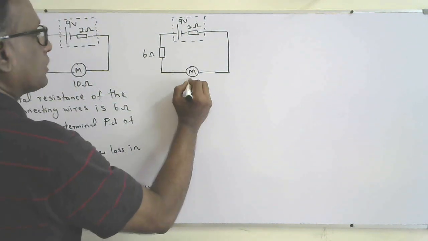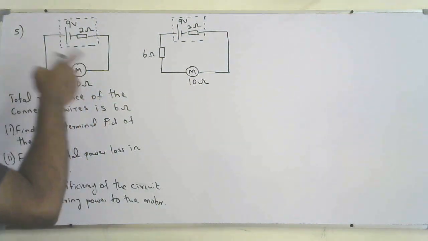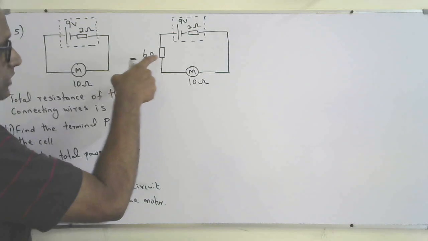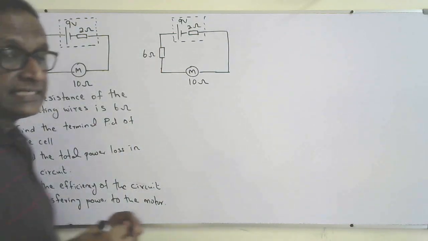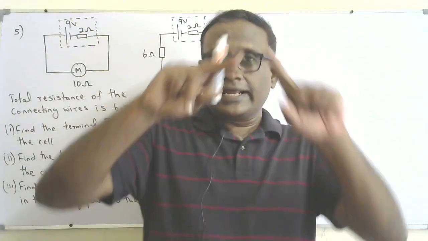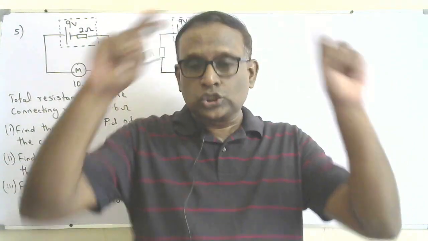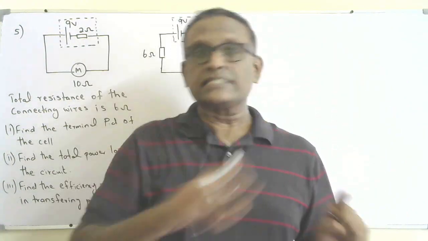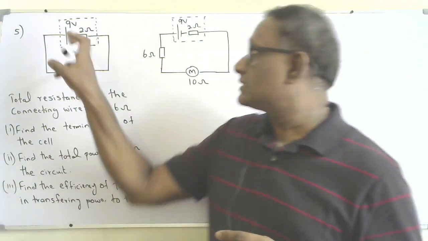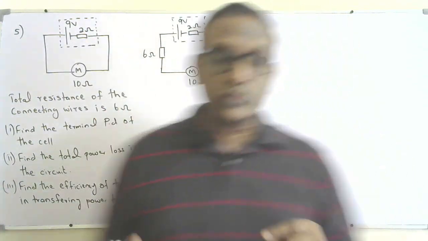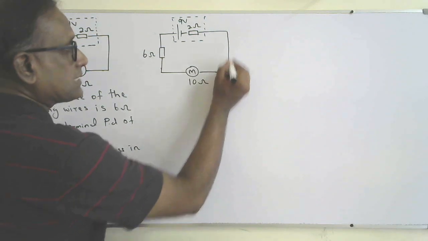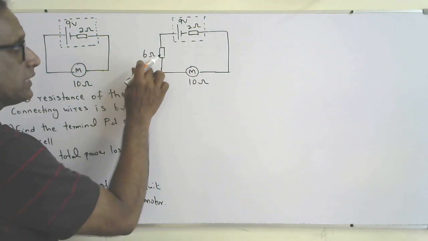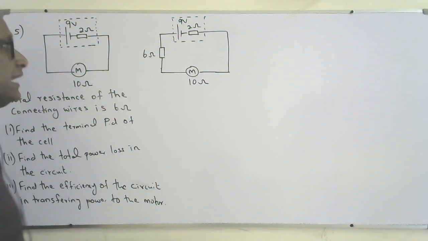So resistance of the motor is 10 ohms. The reason I put the resistance of the wires separately as a resistor is that the wires are connected in series. The total resistance of the wire will be in series with all other resistance of the components like the cell and the motor. So now I can imagine these connecting wires have no resistance because I showed the resistance of the wires separately. Okay, now you know how to handle this type of question.